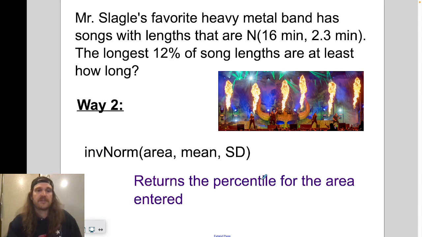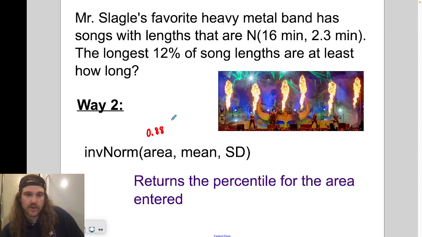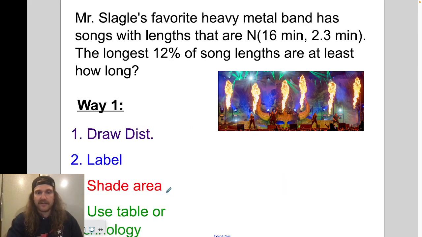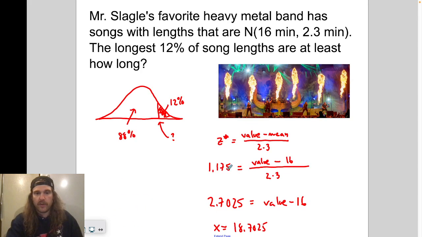Now you can also do this on your calculator. So instead of using normal CDF to find the area, you just say inverse normal, and then for the area, you plug in the area of interest, which would have been that 88%. Now we don't get the exact same value, but it's pretty close. 18.714 is what it gets. So it returns the percentile for the area that is entered. Now, if you plug in mean 0, standard deviation 1, it's going to give you back this value, 1.175.